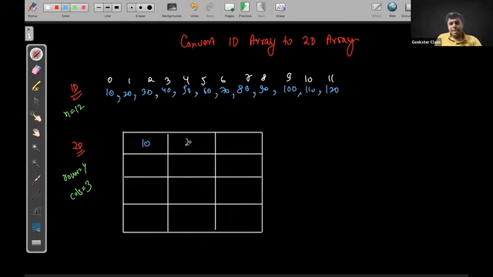I am first telling the answer. The answer will be 10, 20, 30, then 40, 50, 60, row by row, top to bottom, left to right, then 70, 80, 90, and finally 100, 110, 120. How to do this?